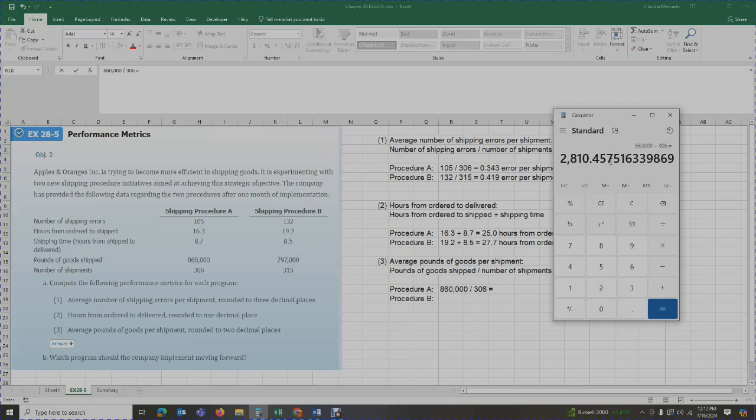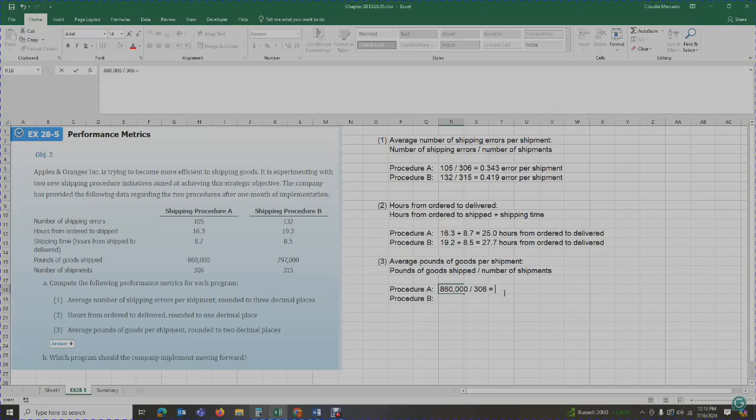The third digit is a 7, so that means the second digit is going to be rounded up to a 6. So it'll be 2810.46 pounds. Be very careful on your rounding. If the third digit is a 5 or greater, you round up the second digit, okay? So we're going to have 2,810.46 pounds of goods per shipment.